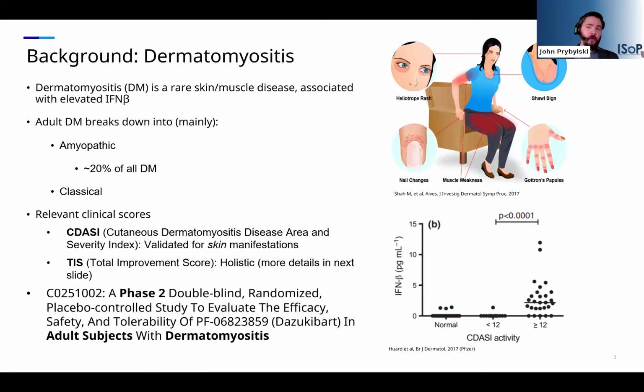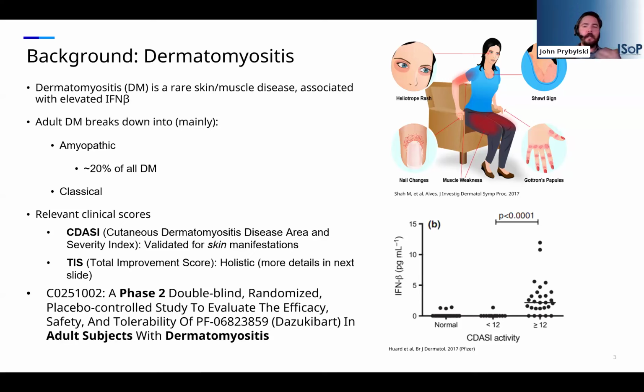A newer score is TIS, Total Improvement Score. That's more holistic. It measures both skin and muscle manifestations, and it measures improvement over time. So it's not really a single time point measure. So for those reasons, it being holistic and it being a measure of improvement over time, when seeking approval in this indication, regulators strongly prefer you use TIS.